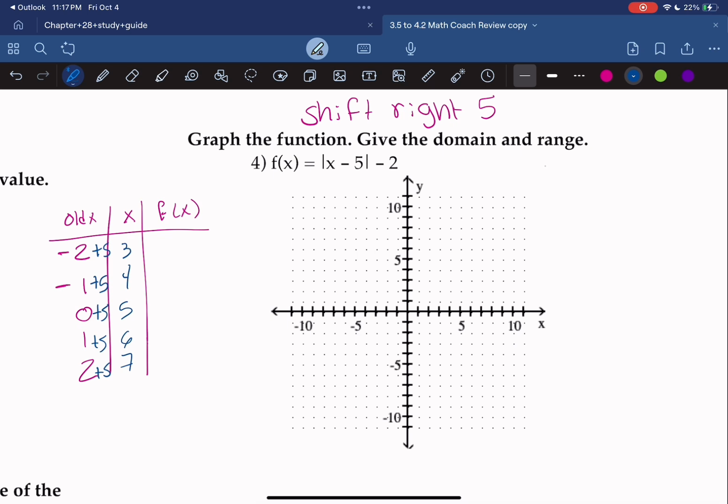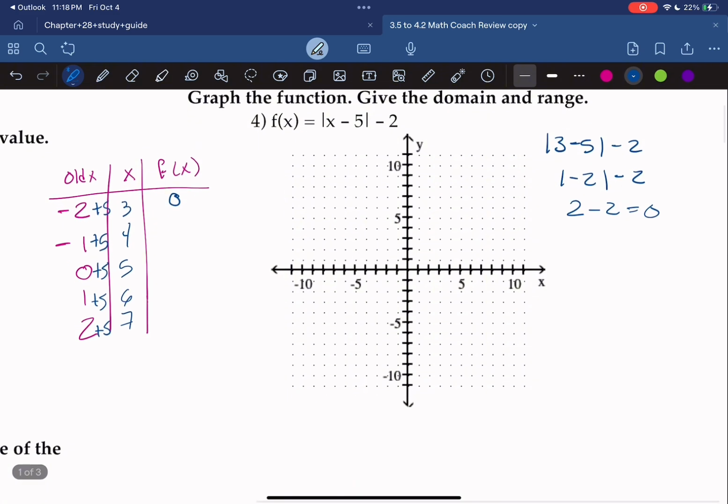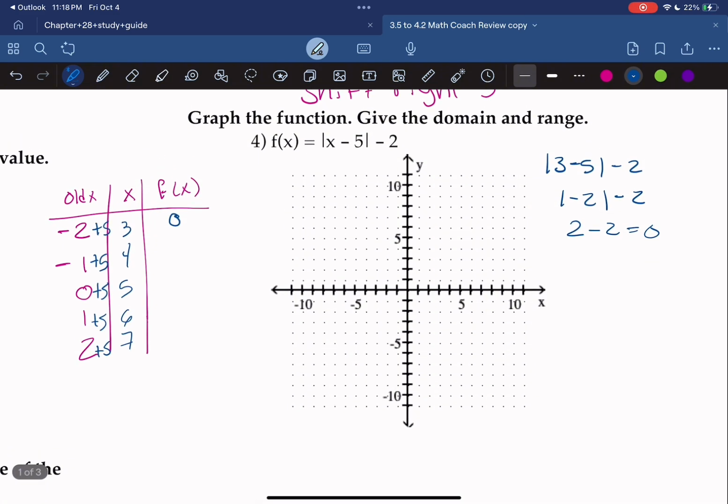So let's plug in 3. It's going to be 3 minus 5 minus 2. 3 minus 5 is -2 minus 2. The absolute value of -2 is just 2. Minus 2 is 0. Therefore, our first y value is 0. And we do the same with all of these x values. So 4 minus 5 is -1. Absolute value of -1 is 1. 1 minus 2 is -1.